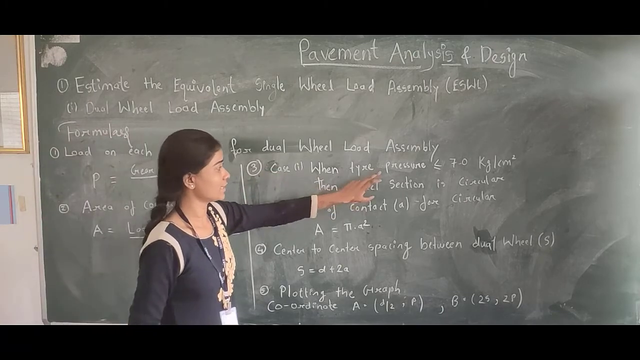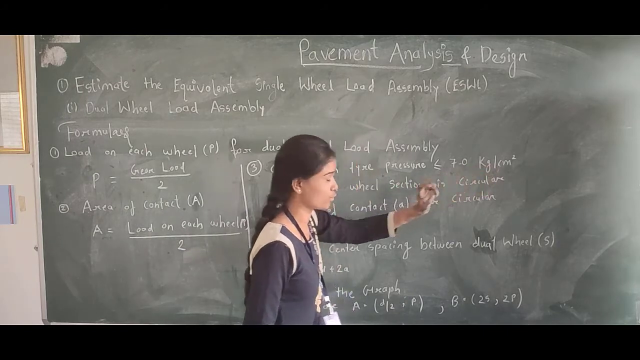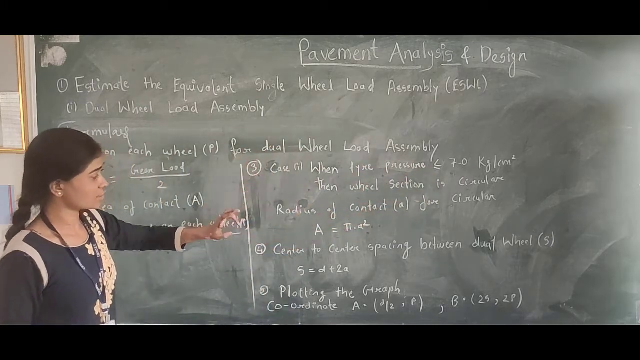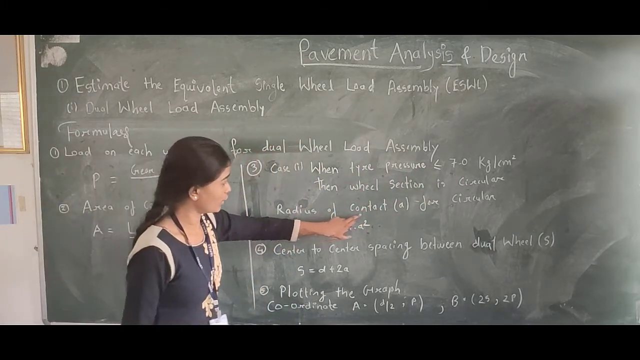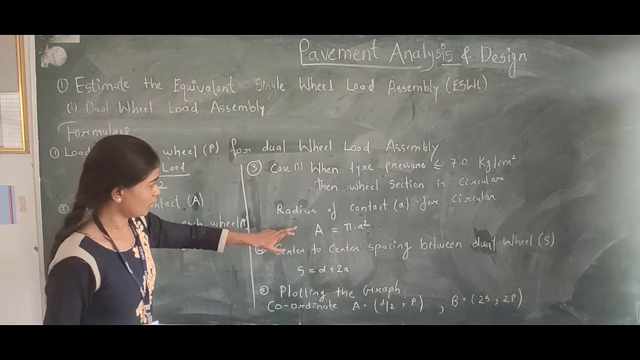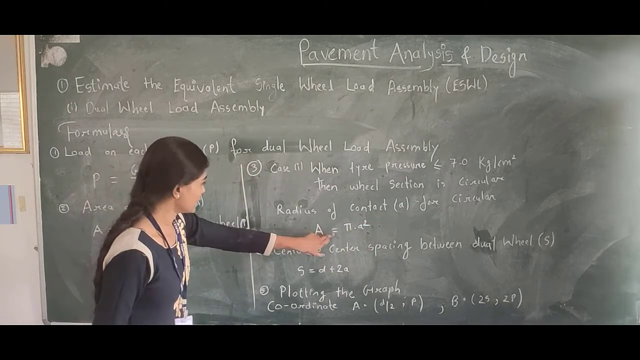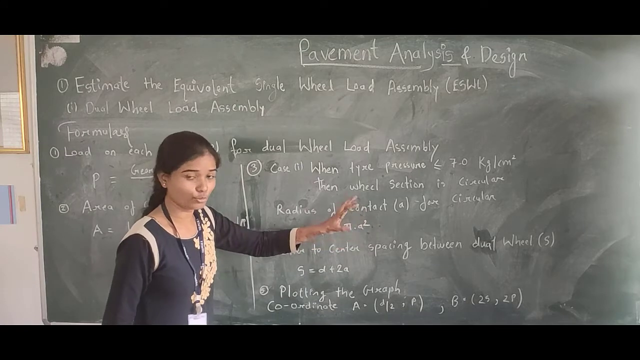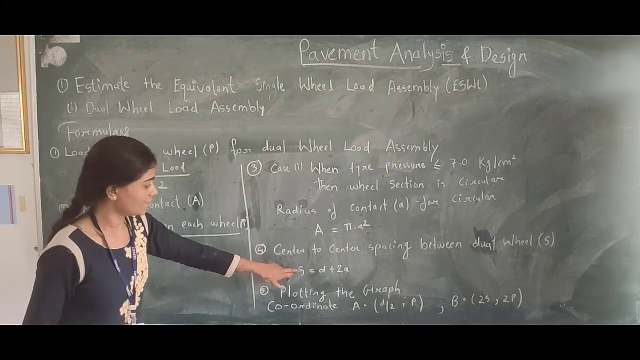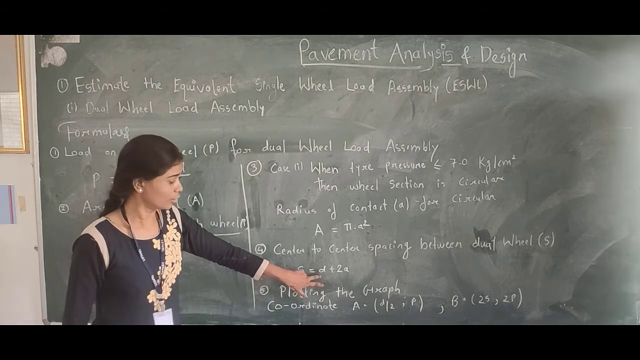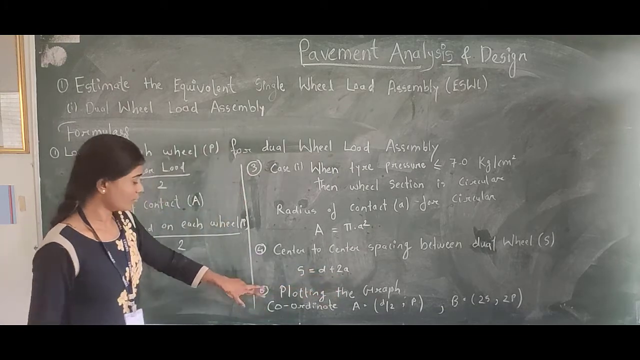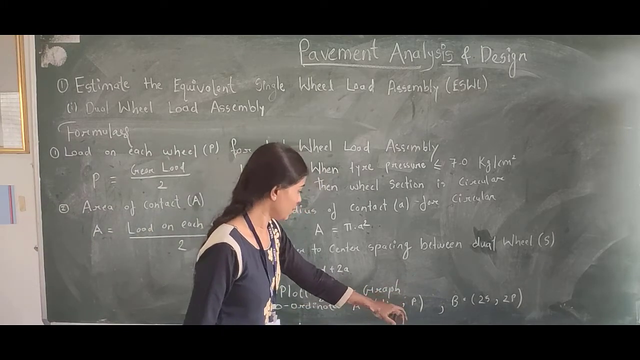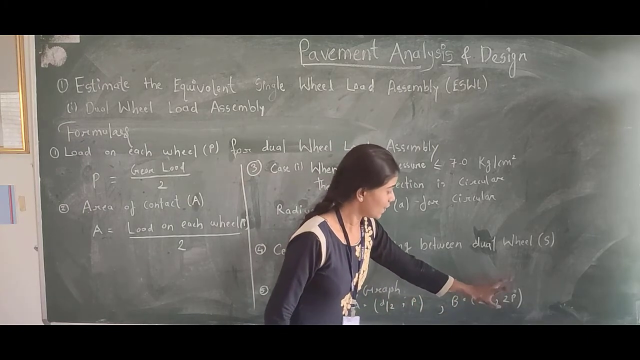So when the tire pressure is less than 7 kg per centimeter square, in that case wheel section is circular. So if the wheel section is circular, then the radius of contact, that is small a for circular, its area is equal to pi into a square. After that the fourth step is center to center spacing between dual wheels denoted by capital S. It is D, that is the distance between two wheels, plus twice A. Then the fifth step is plotting the graph for coordinate A, that is D by 2 and P, and for coordinate P, that is twice S and twice P.